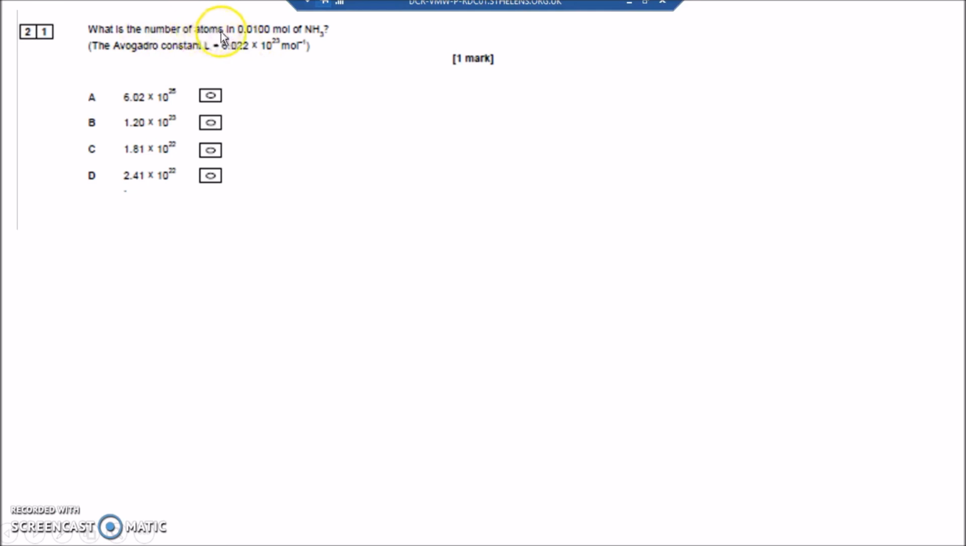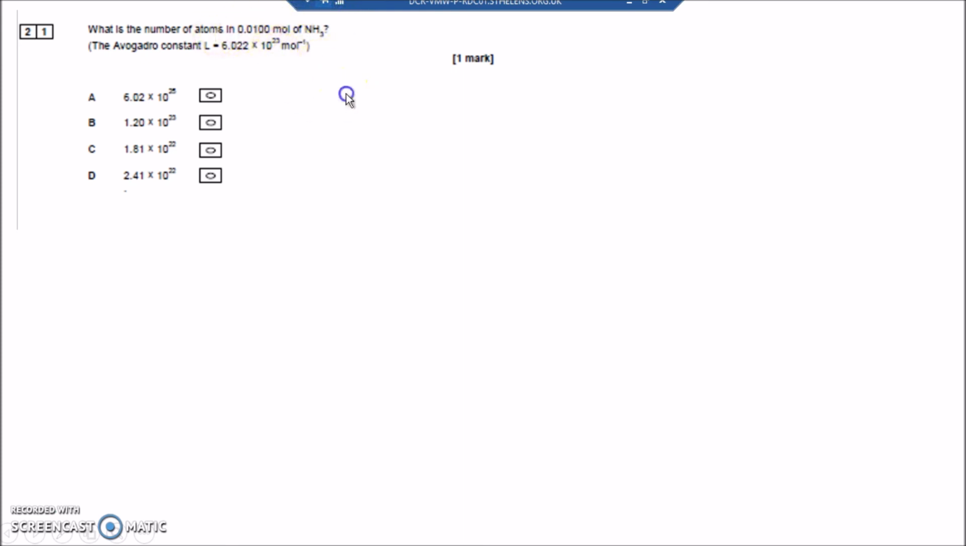Question 21. What's the number of atoms in 0.01 moles of NH3? Well, first of all, I just want to point out that that's called a particle or a molecule. So NH3, this Avogadro's constant tells you the number of NH3 particles or molecules in a mole, but it doesn't tell you the number of atoms. Atoms are the individual parts of this, so I've got 1 N and 3 H's, so I've got 4 atoms in a particle or in a molecule of NH3, so my final answer must be multiplied by 4 to convert the number of particles or molecules into atoms.